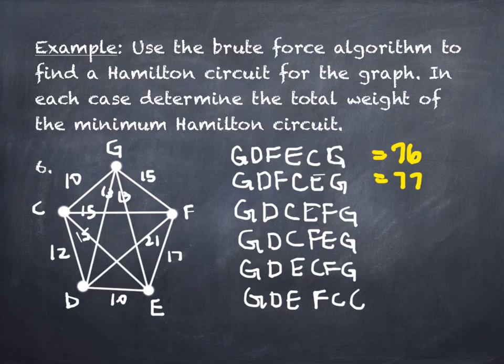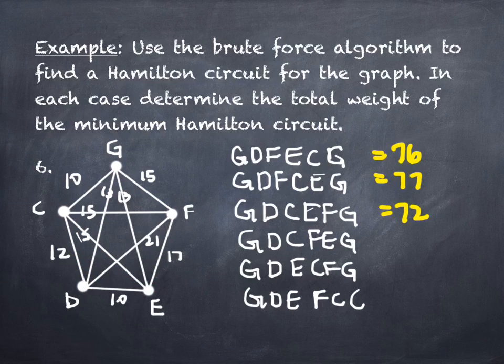We'll do one more just to give you an idea of how this is working. This is G, D, again, 13. C's next, so that's 12. From C we're going to go over to E, that's 15. From E we're going to go up to F, that's 17. And then from F we're going to go back up to G, which is another 15. And that ends up being the smallest one we've seen so far at 72.